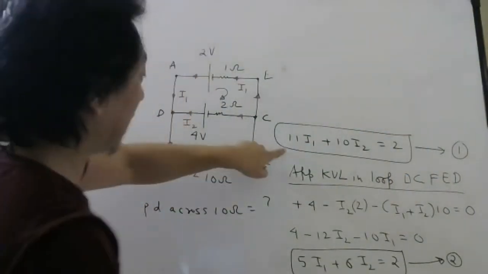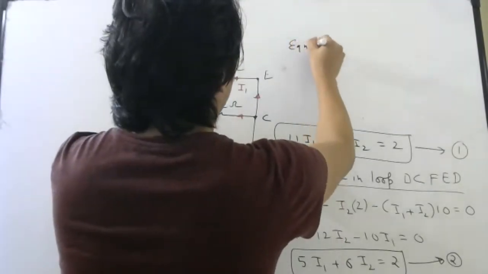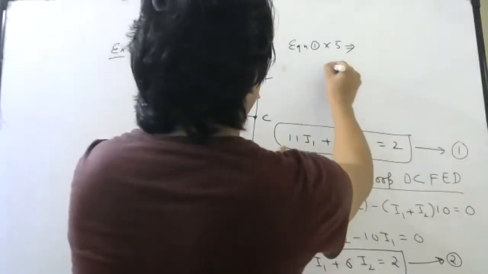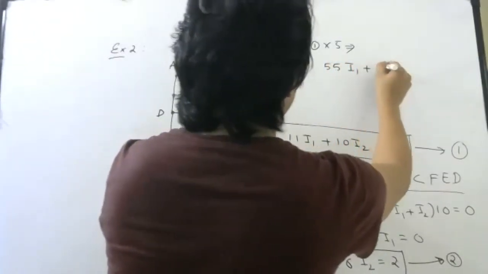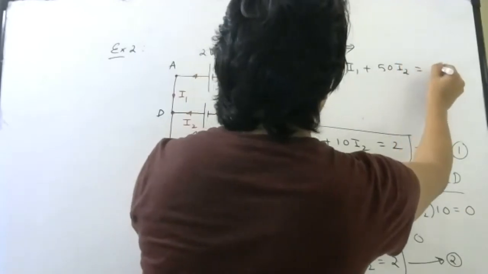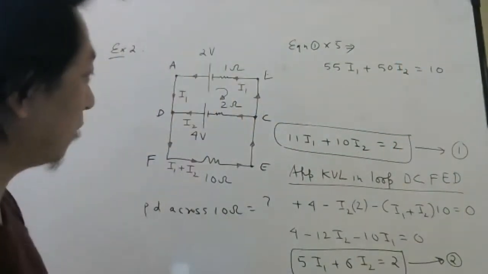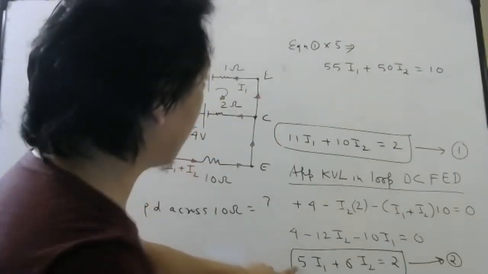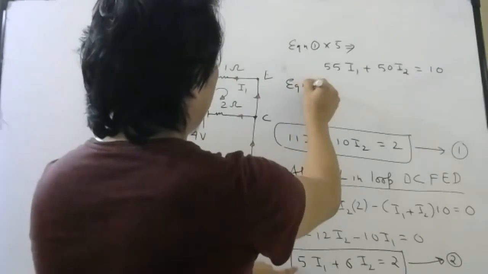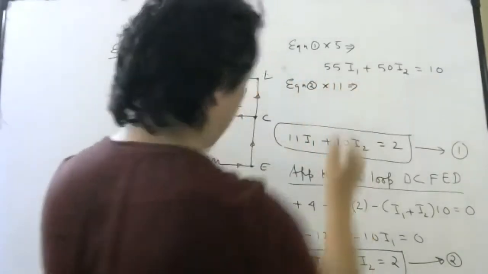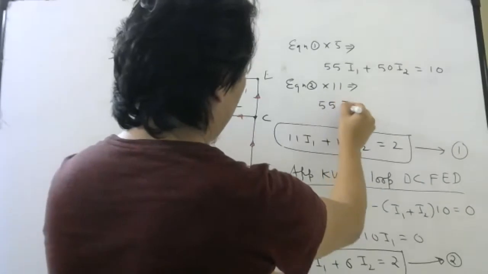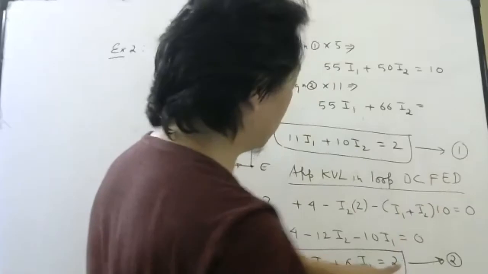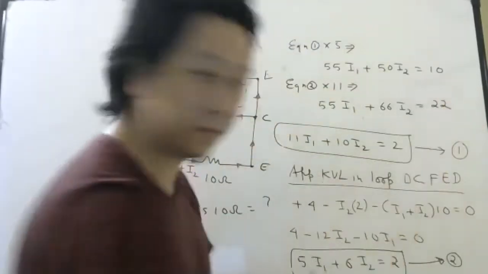So what I will do here, I multiply by 5. So equation 1 into 5. Equation 1 into 5 will give 55I1 plus 50I2 equals to 10. Please check, okay? If I do any mistake, let me know. So I multiplied here by 5. I multiply here by 11. Equation 2 into 11. 55I1 plus 66I2. 11 2s are 22.